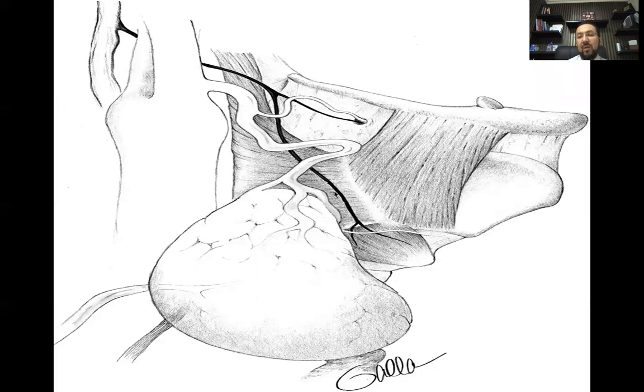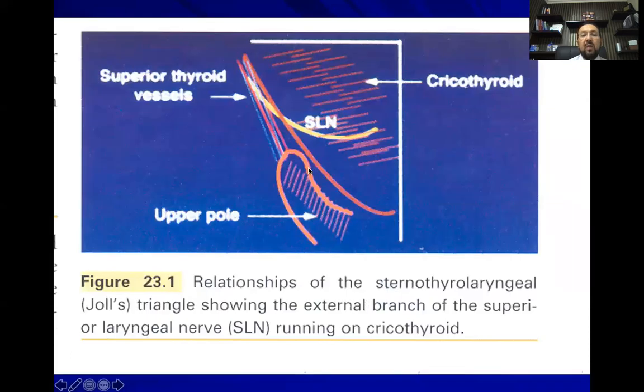the external laryngeal nerve that supplies the cricothyroid muscle, which is the only intrinsic laryngeal muscle residing outside the laryngeal box, as well as the sole tensor of the vocal fold, and the only intrinsic laryngeal muscle that is not supplied by the recurrent laryngeal nerve. And as we can see, the external laryngeal nerve is in close relation to the superior thyroid vessels.